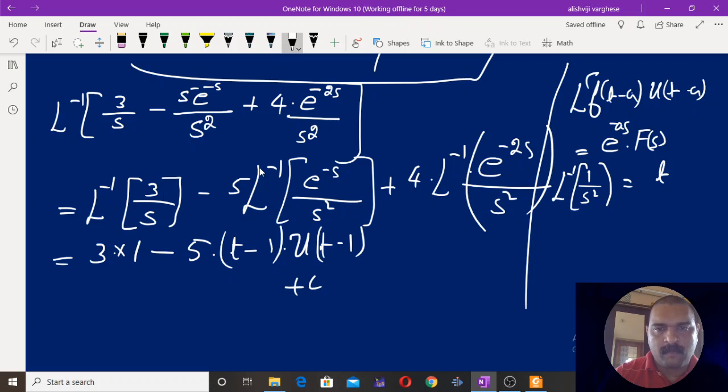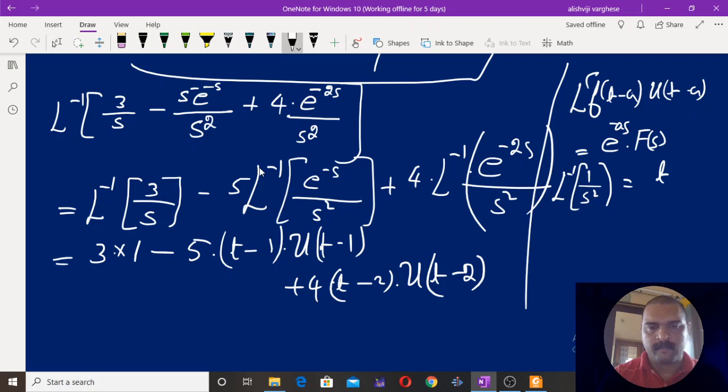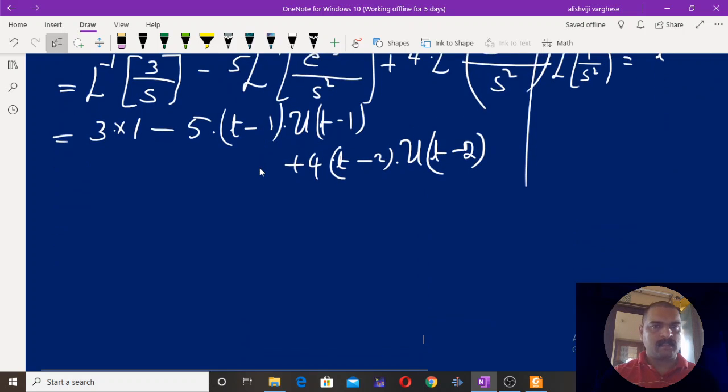Then plus 4 times, again 1 by s square is the Laplace transform of t, so it is t minus 2 into u of t minus 2. So this is our required inverse Laplace transform.